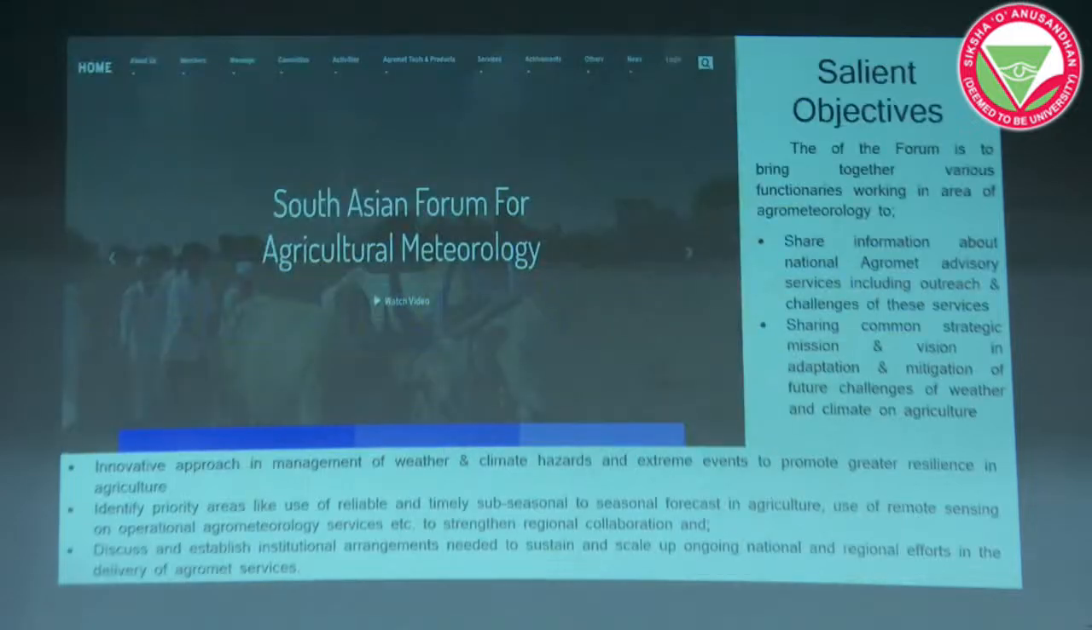The thing is that we have created a knowledge pool recently, in the last 3 years, called the South Asian Forum for Agriculture Meteorology. 9 countries have been involved in the system, and we are discussing with each other. If any problem is there, it may be climate variability, whatever may be the issue, this forum is helping this agriculture.